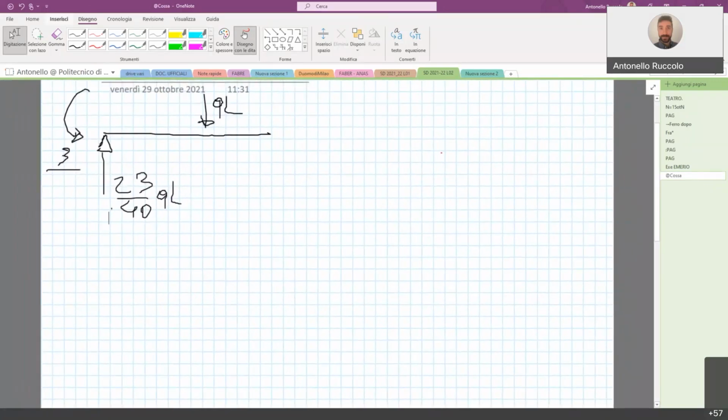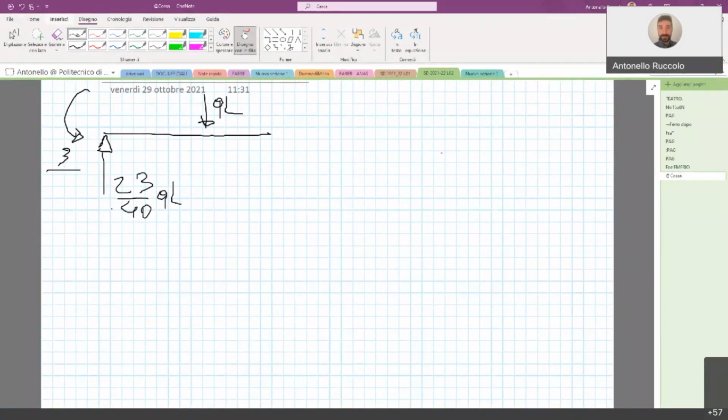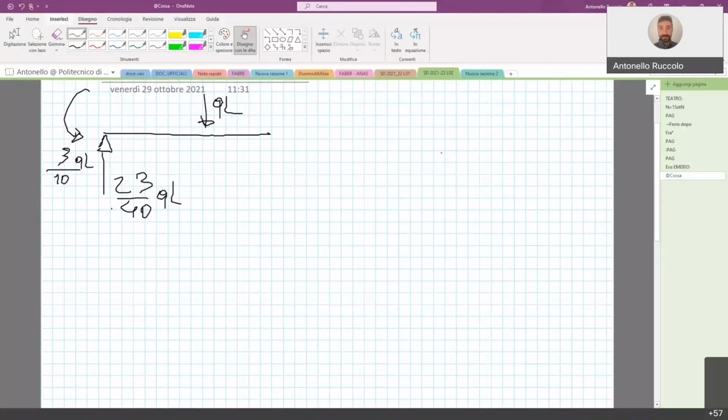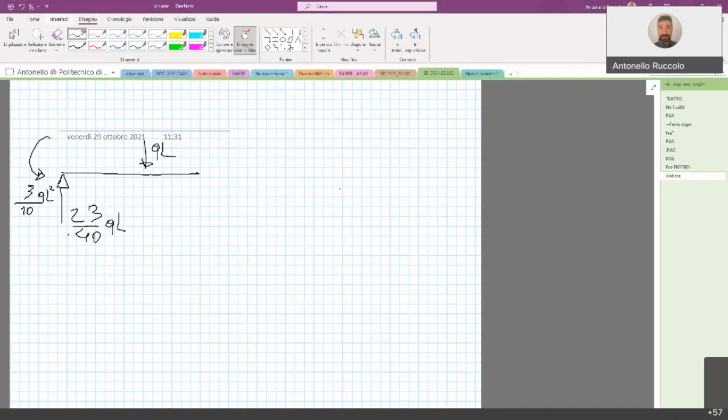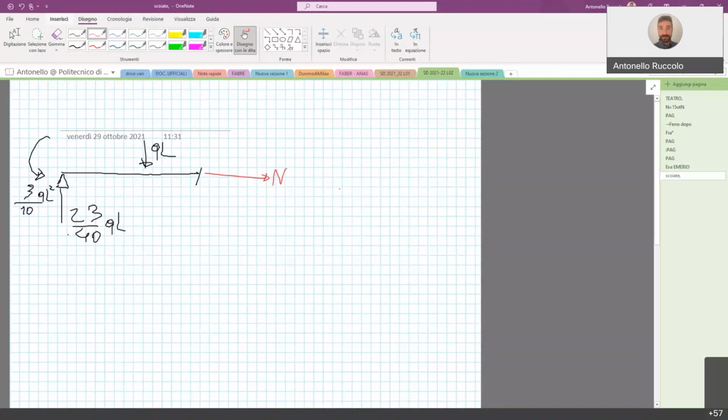Magnify it, otherwise it will not allow me to write. 3 over 10 QL to the power of 2. Okay, and we have a cut here. And so we have nx, and we can generically write nx, or maybe we can write nx bc in order to be sure to not make any mistake.